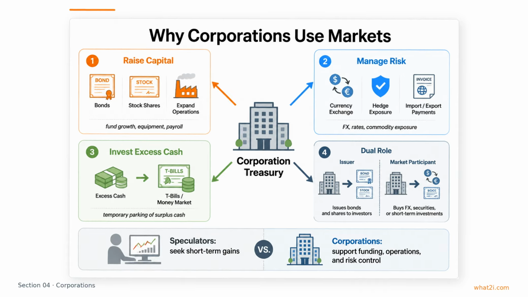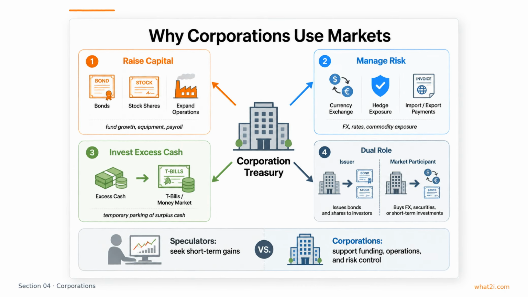A company might issue bonds to fund expansion, hedge a foreign currency receivable, or place surplus cash in short-term instruments. In that sense, it can be both an issuer and an investor depending on what the business needs at the time. The motive is usually operational efficiency and financial stability. That makes corporate activity different from hedge funds, which are primarily return-seeking. In markets, corporate flows often reflect practical business needs rather than market opinions.